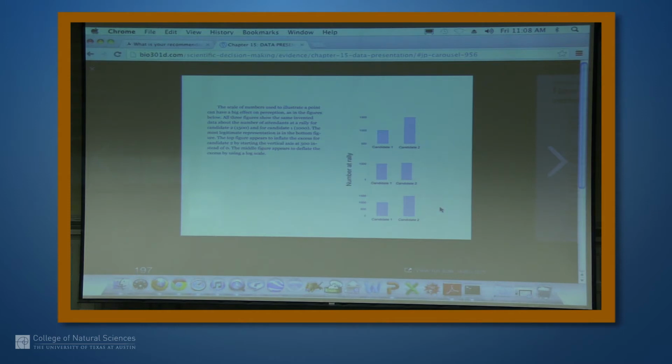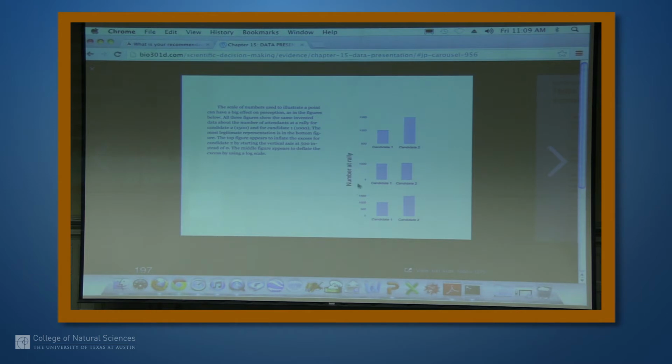Of course, you might actually be able to see that if I had a way of blowing this up. It has to do with the scale. So the bottom one is the most accurate, or the most legitimate, I guess I would say. They're all equally accurate. The scale here goes from 0 to 1500. Here I started the scale at 500, which sort of cuts the graph off and creates the impression of a bigger difference between the two than there is.